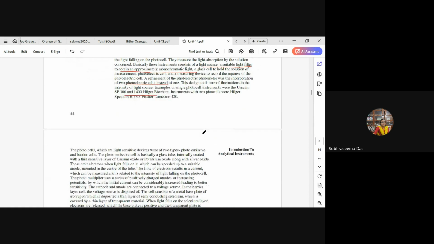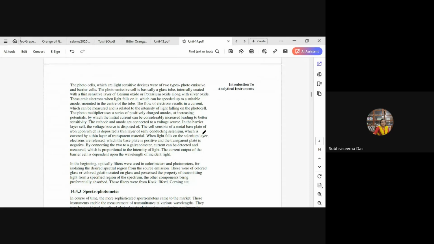Then the photocells, which are light sensitive devices, are of two types: the photoemissive cells and barrier layer cells. The photoemissive cell is a glass tube coated with a thin layer of cesium oxide along with silver oxide. They emit electrons when light falls on it, and it can be operated in a suitable mode. The flow of electrons can be measured and is related to the intensity of light that falls on the photocell. The photomultiplier uses a series of positively charged anodes at increasing potentials by which the initial current is increased.